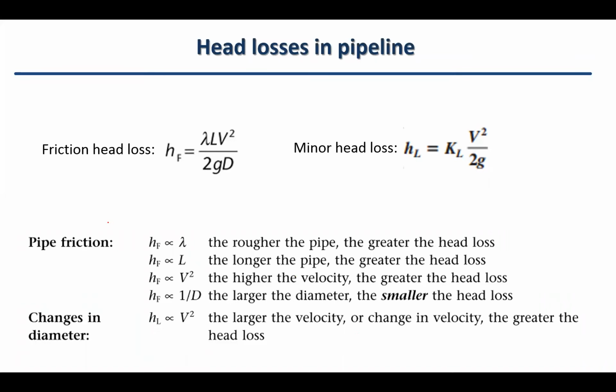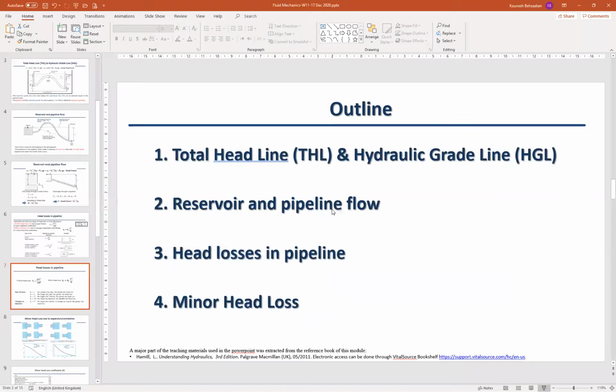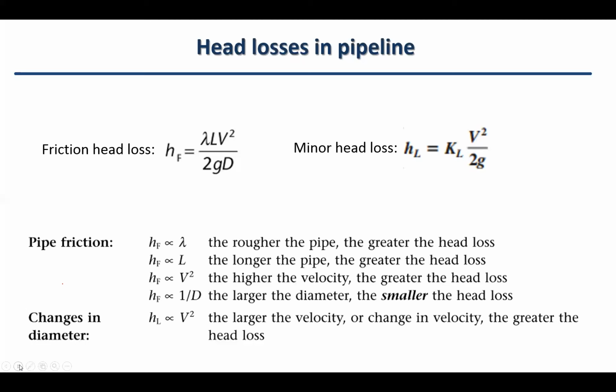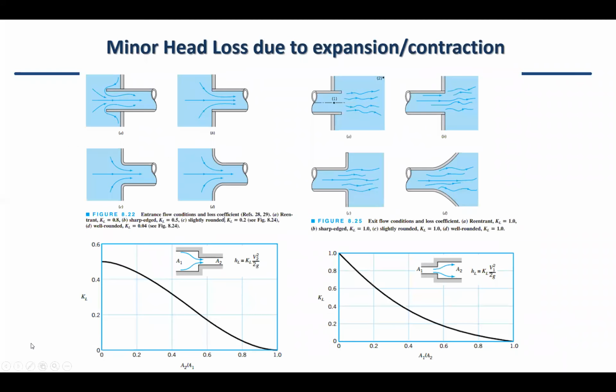So with a larger velocity, or changing the velocity, we will experience a greater minor head loss as well. And specifically for the minor head loss due to expansion and contraction, normally we have lookup tables and different references available, and you need to look at those to calculate the exact value of the minor head losses for expansion and contraction.